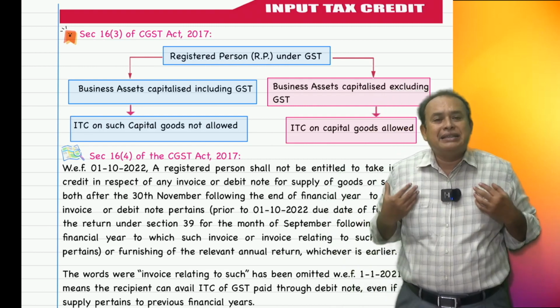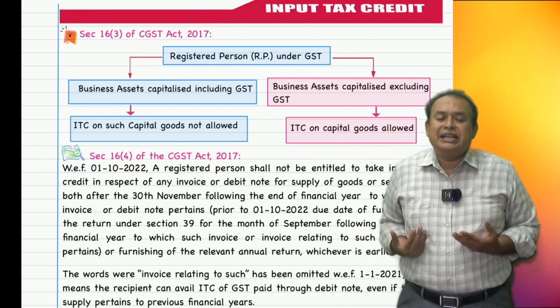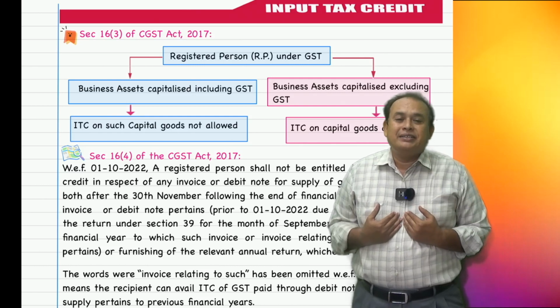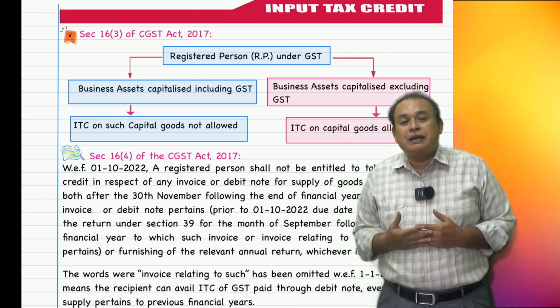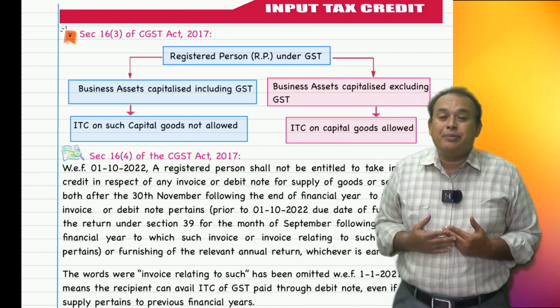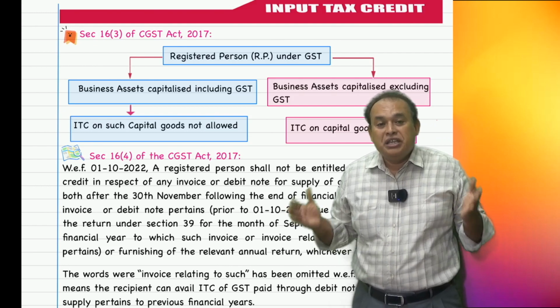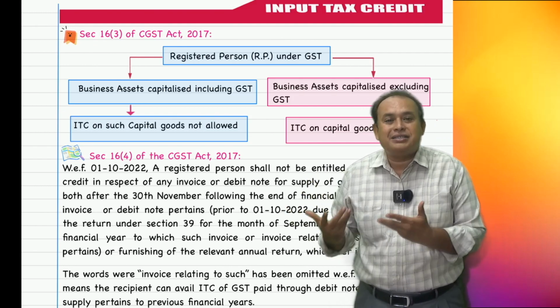Very good. In that case, the 1,80,000 rupees that I paid as GST is my input tax credit. At that time I will make the entry like this: plant and machinery account debit 10 lakhs, input tax credit receivable account debit 1,80,000, to bank account 11,80,000. If so, ITC is allowed on such a capital asset.